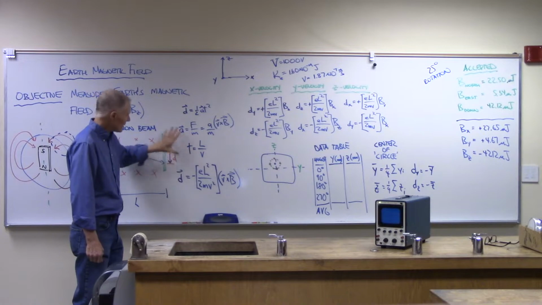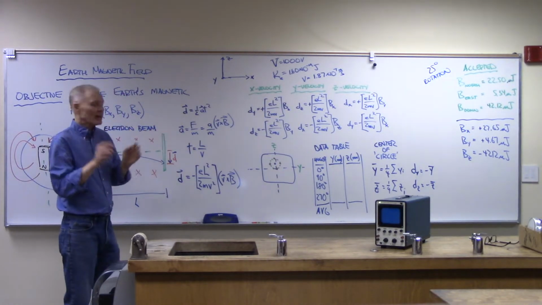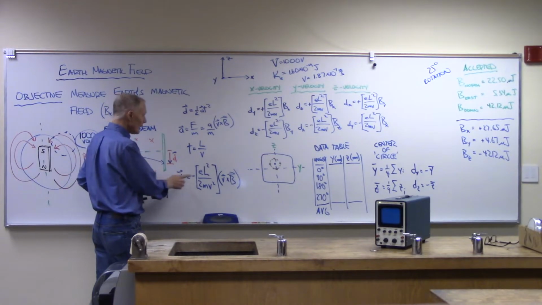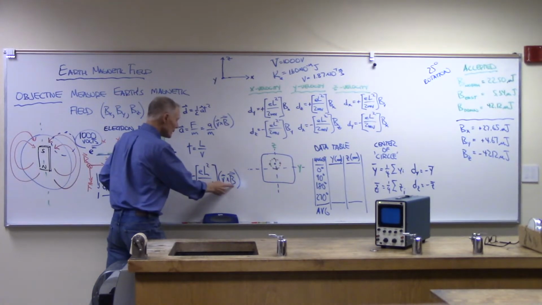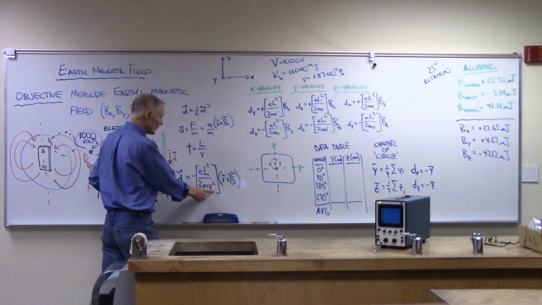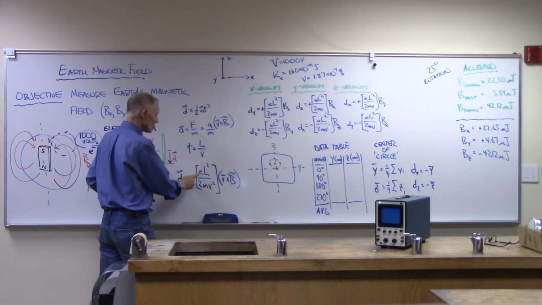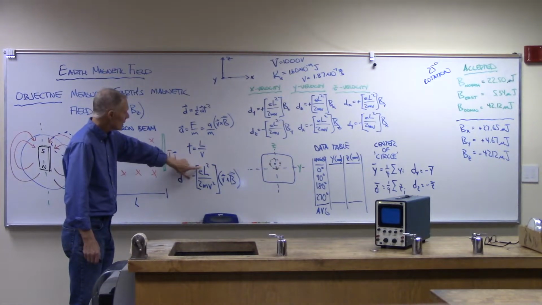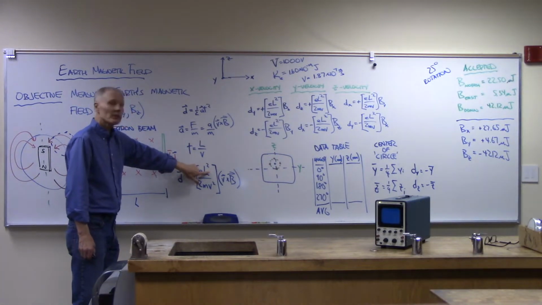But L over v, I can substitute that in. Here's what I got: the deflection is given by v cross B, now there's a couple factors of v here, over 2 times the mass, the charge of the electron is minus e, and then there's a length squared that shows up.